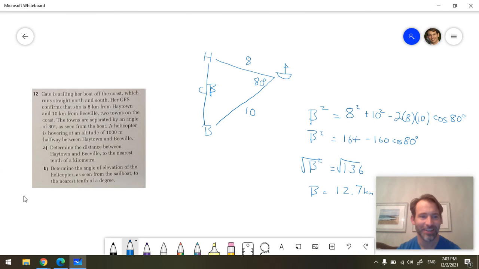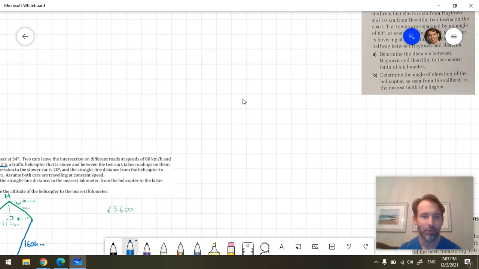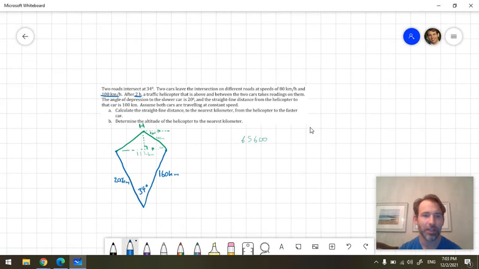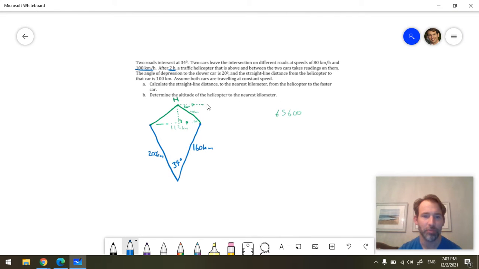All right, let's take a look here. Last question. We have 2 roads intersecting at 34 degrees. And 2 cars leave the intersection on different roads. One goes 80 kilometers an hour for 2 hours, so he will travel 160 kilometers. The distance is given because they gave you speed and time, so you have to do some multiplication. This one goes at 100 kilometers an hour, so he's going to travel 200 kilometers.